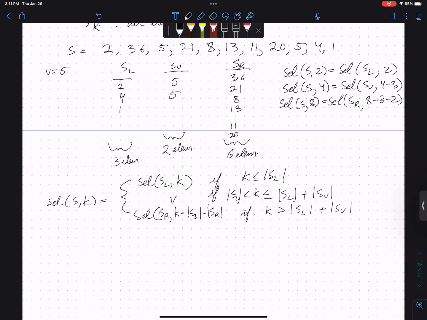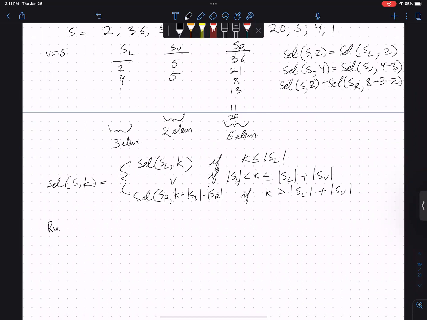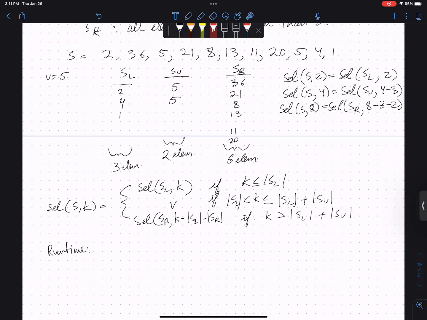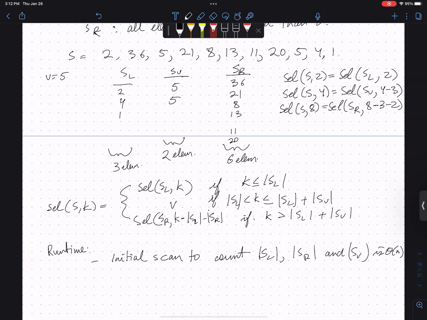So this is the algorithm, except I didn't tell you how to choose the pivot. But let's analyze its runtime to see what we can hope for here. The part about scanning through this list is just a linear time algorithm. So the initial scan to count SL, SR, and SV is theta n.